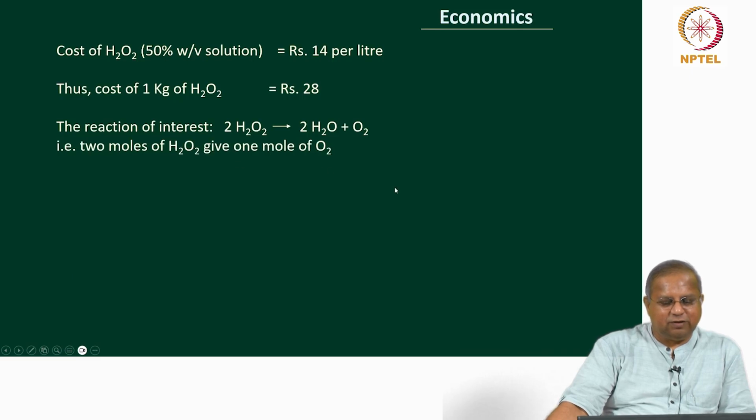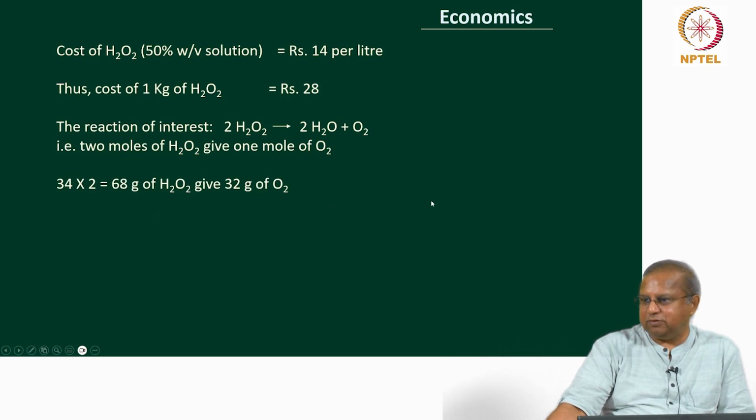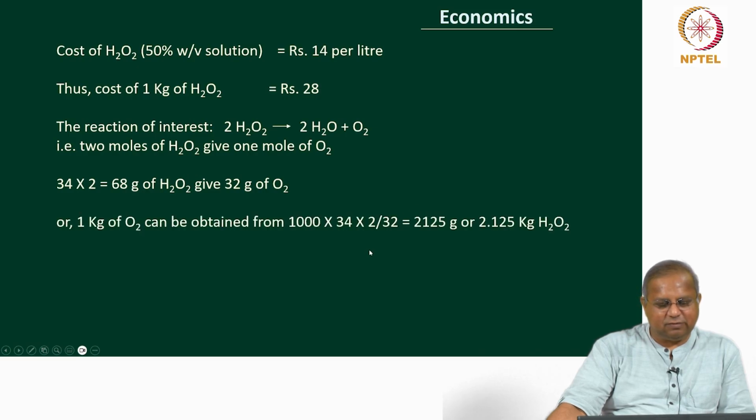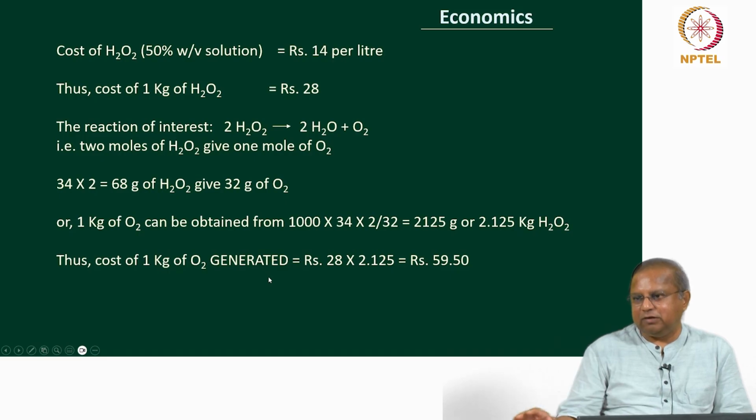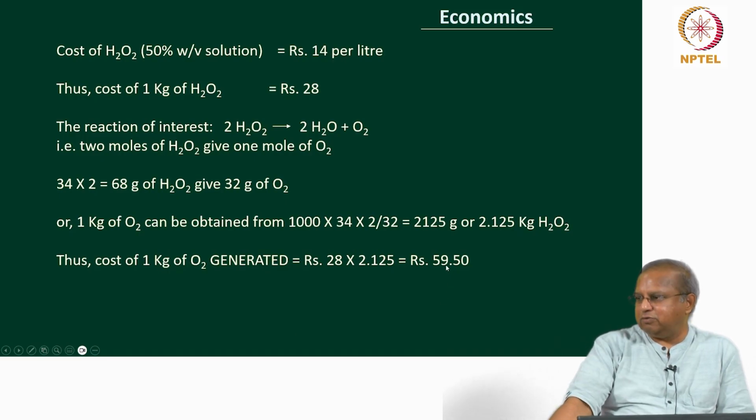This is the reaction of interest, and so 2 moles of hydrogen peroxide give you 1 mole of oxygen, and in terms of masses, 68 grams of hydrogen peroxide gives you 32 grams of oxygen. Or you could calculate that 1 kg of oxygen requires 2.125 kg of hydrogen peroxide, and therefore the cost of 1 kg of oxygen generated from hydrogen peroxide, if you don't consider anything else, is 59 rupees 50 paise.